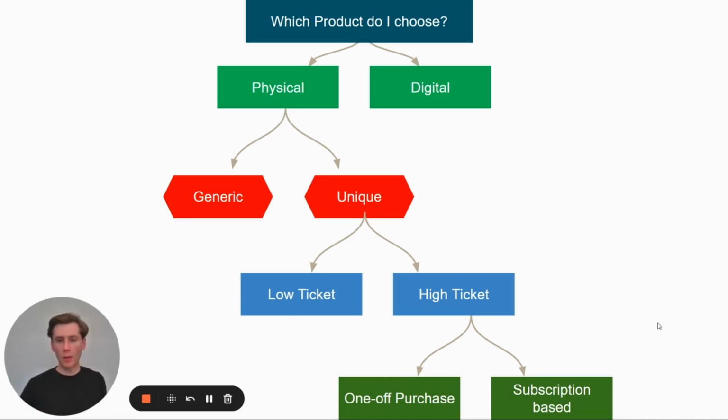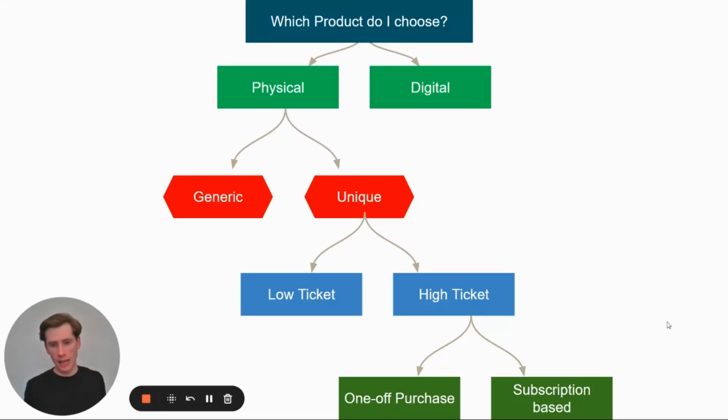And then the way I think about it actually is, do you want to sell a low ticket or a high ticket item? The other big variable is again low ticket versus high ticket, and then one-off purchase versus subscription based. So within our portfolio of stores, we've had not everything under the sun, but we've definitely had high ticket and low ticket items, and also items that are subscription based versus one-off purchases.